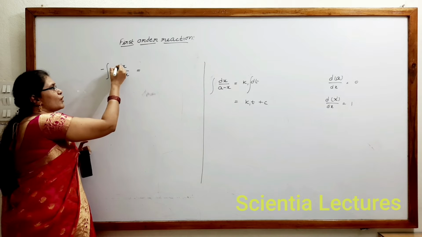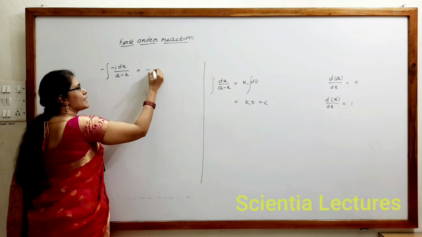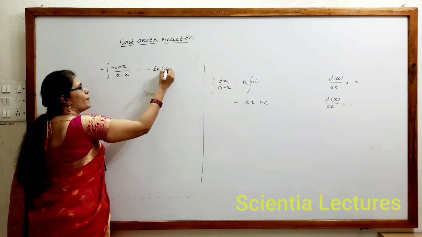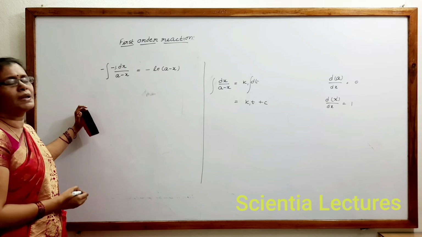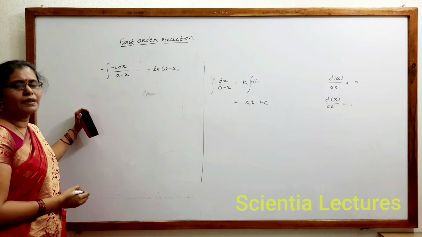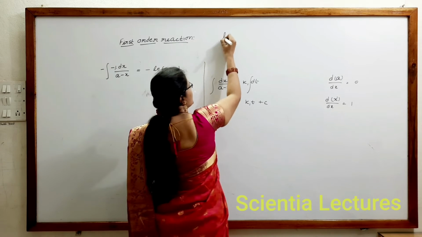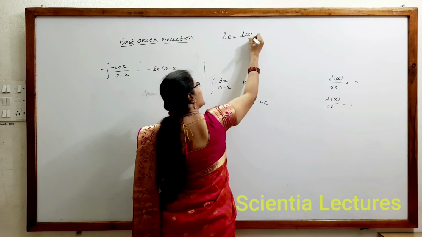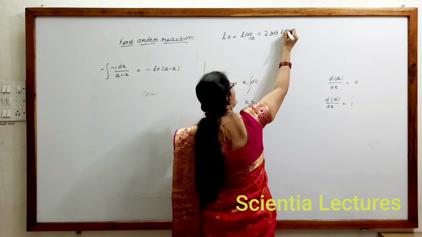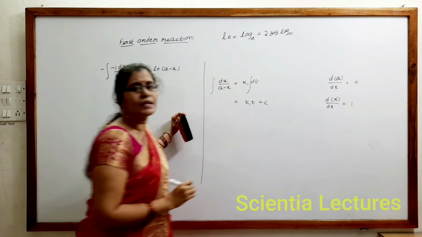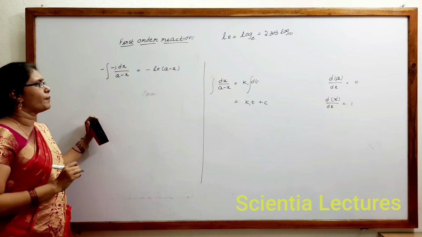Now this differentiation of the denominator is present in the numerator. So what should be its integral? ln of the denominator, A minus X. Ln means log base e. Remember, log base e means we have to take 2.303 into log base 10. Ln is equal to log base e, equal to 2.303 into log base 10.